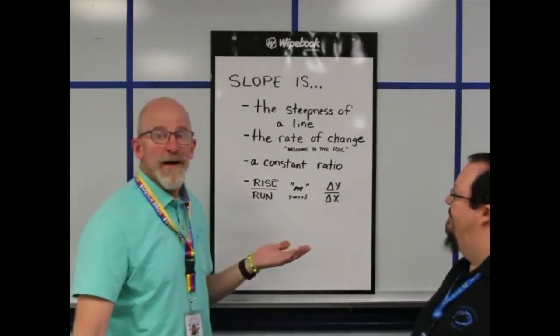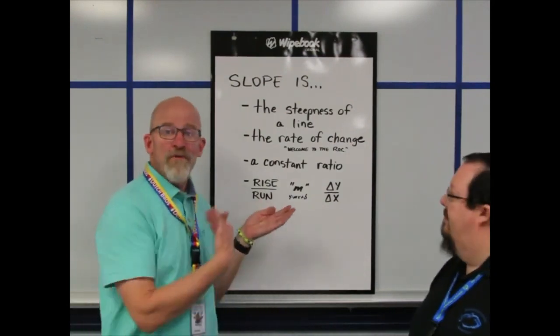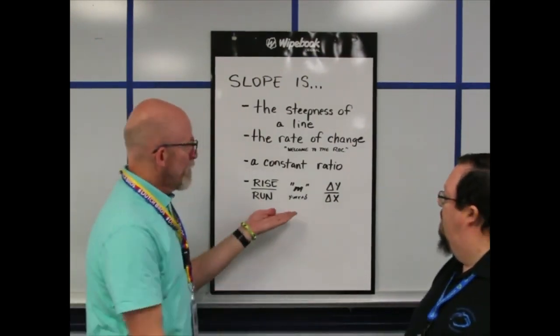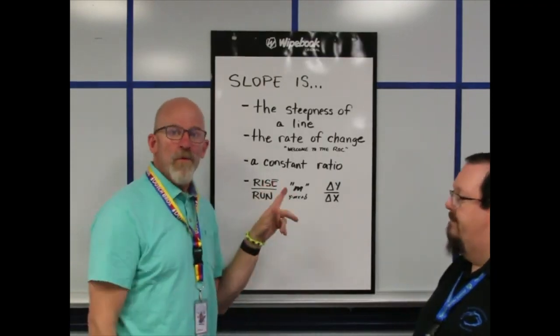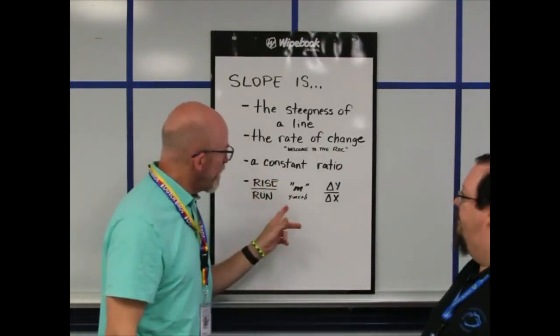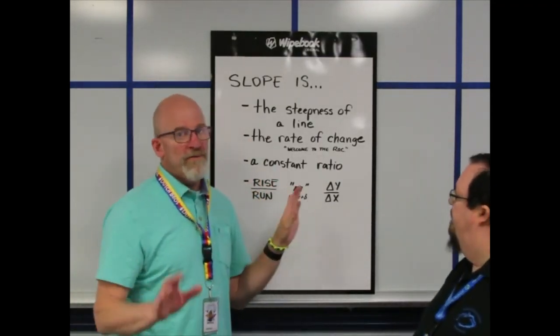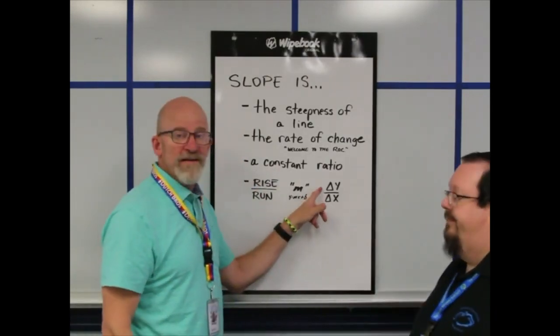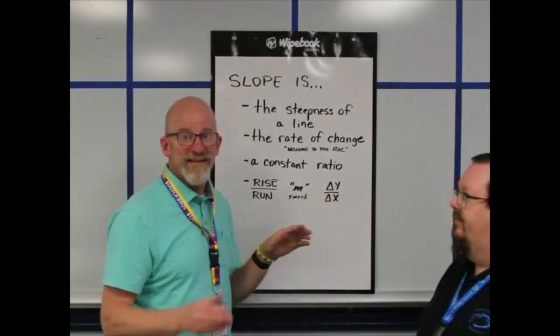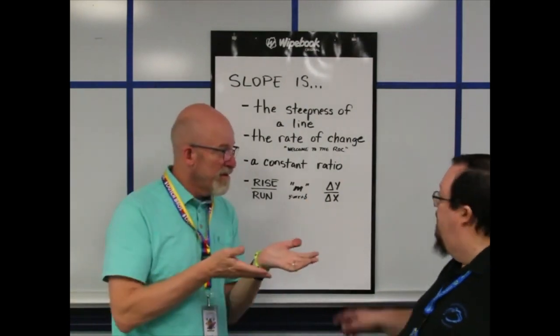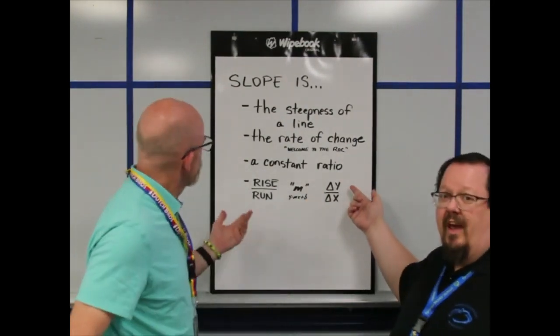Or sometimes you'll hear it referred to as rise over run. The m in y equals mx plus b. Or really fancy people call it delta y over delta x. And the delta means change. You might have seen that in your science classes.